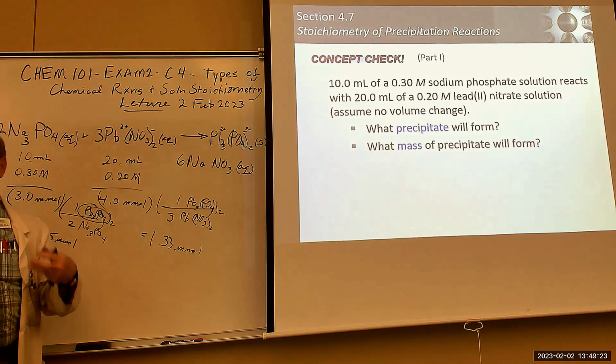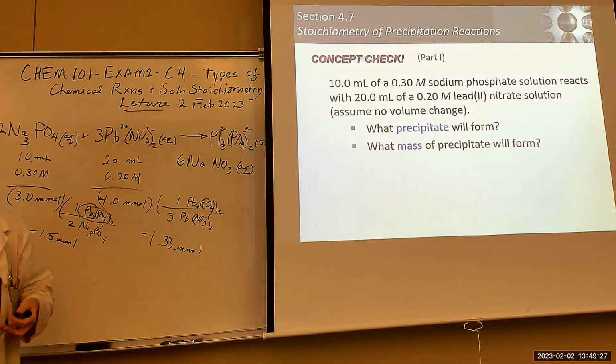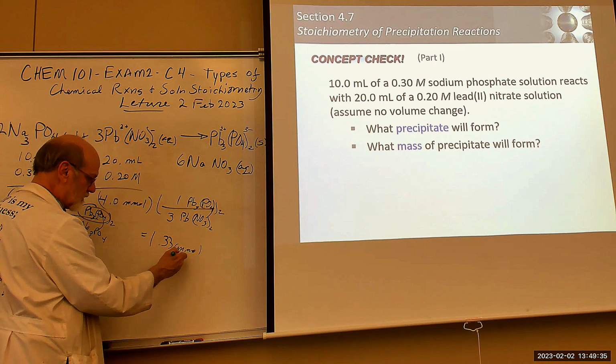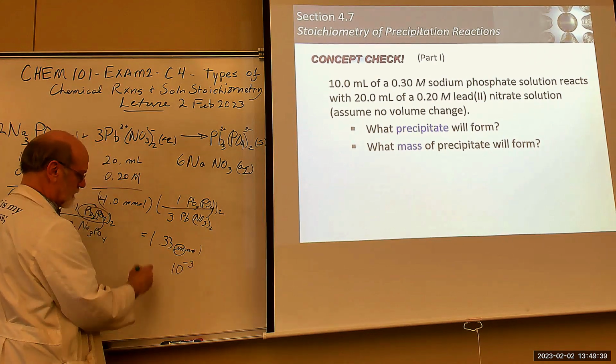We got to convert it to mass. All right, so we got millimoles. How do we make millimoles work with grams per mole? We have to convert it to moles, don't we? Okay, here's the easy way. What does that milli mean? Milli means 10 to the minus 3.